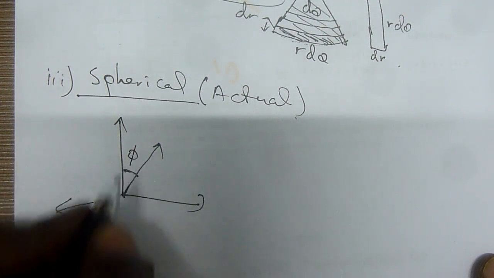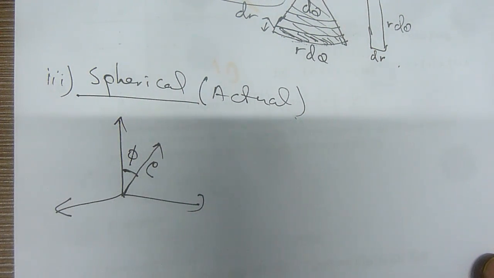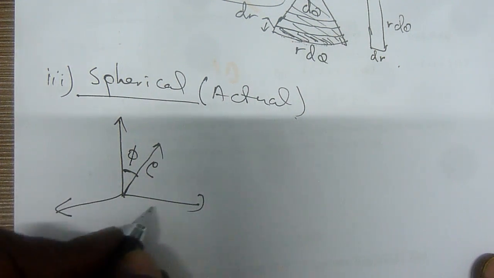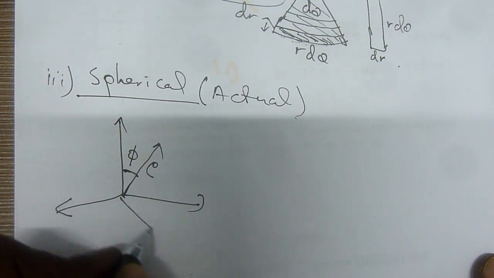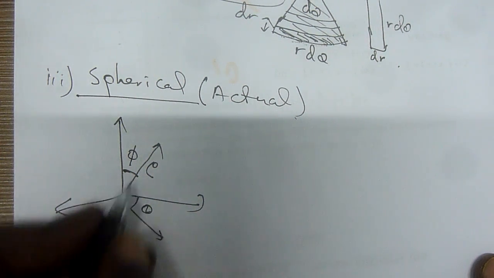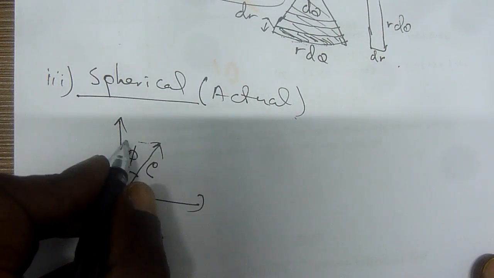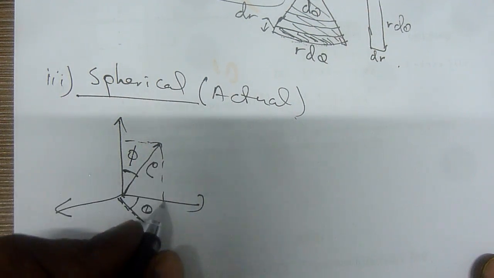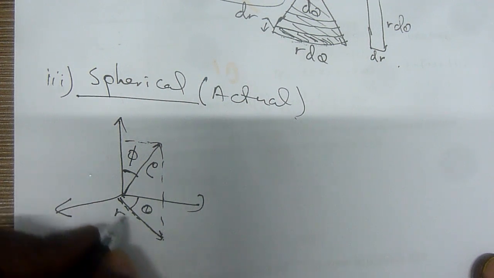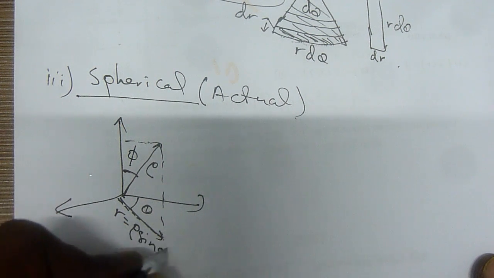I used phi here, no problem for this. This is what I call rho. When this rho falls onto the horizontal plane, we call that theta. And I call this imaginary line, which comes from here and falls on this, r. It is easier this way, because r is rho sine phi.